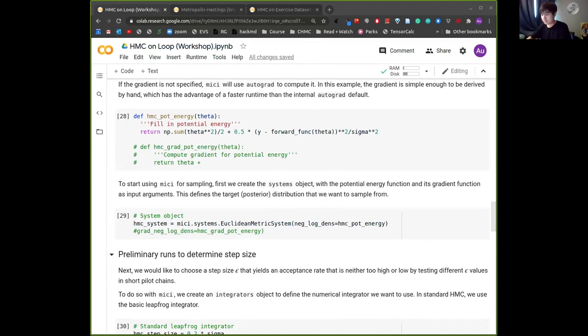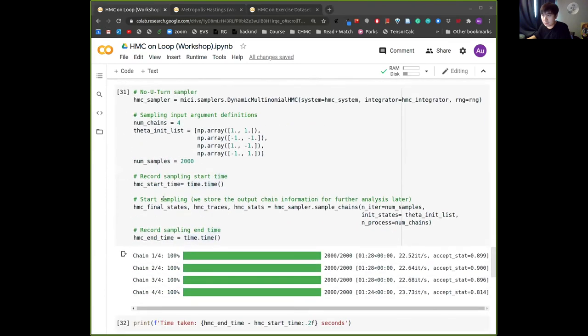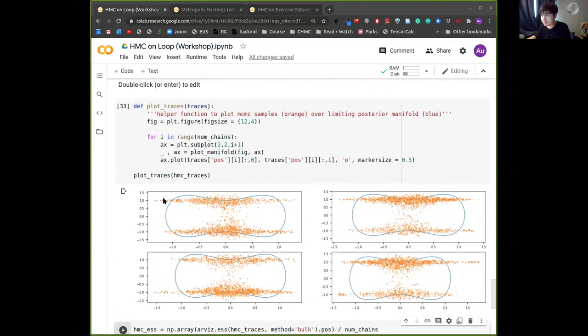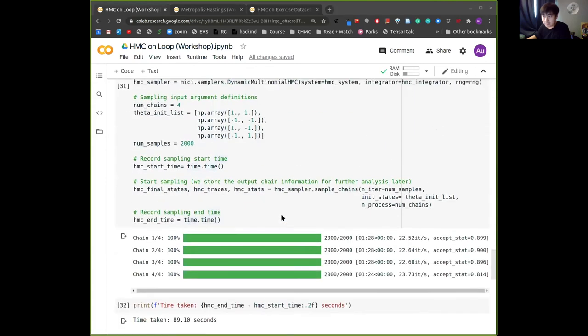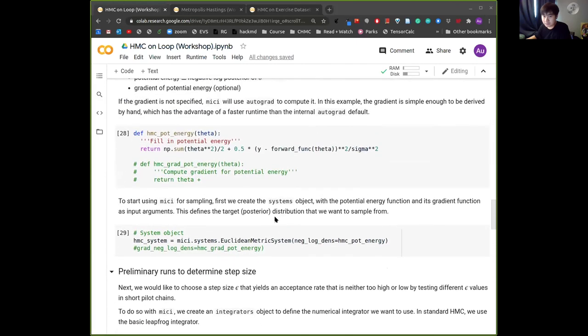Okay, give me a moment. Okay. Yeah, so I guess these are just not super fantastic samples in this case, but that's a little strange. Wait, I think I did something wrong here.